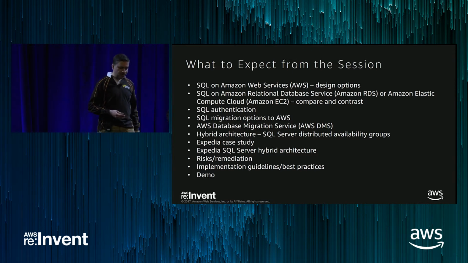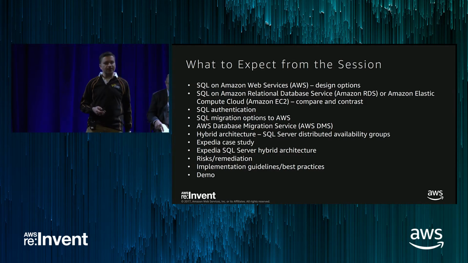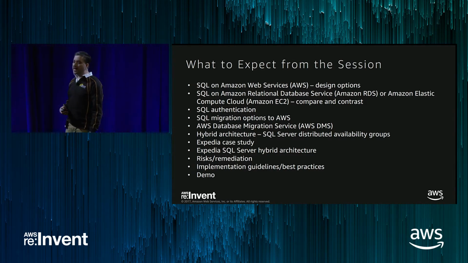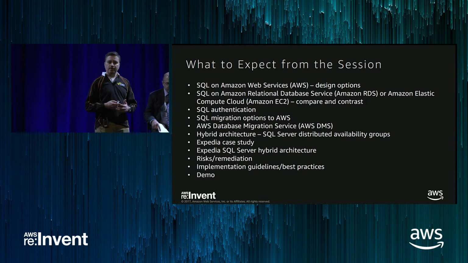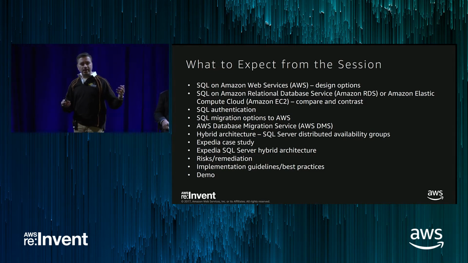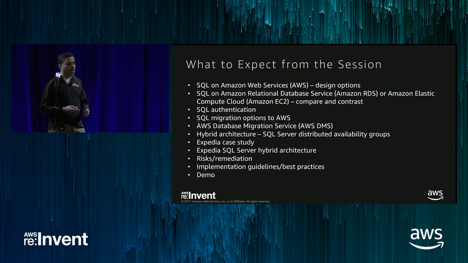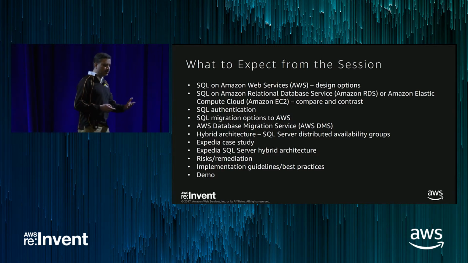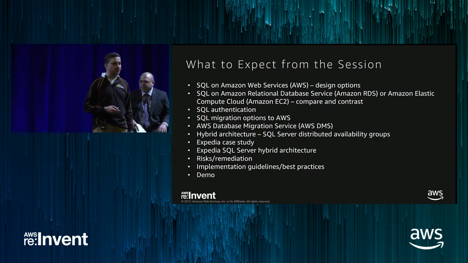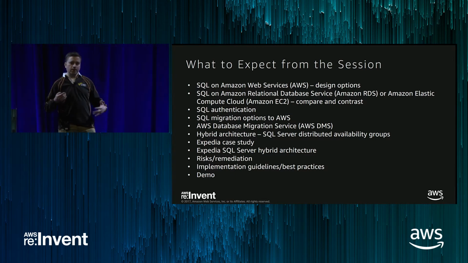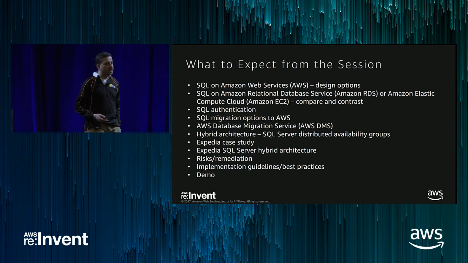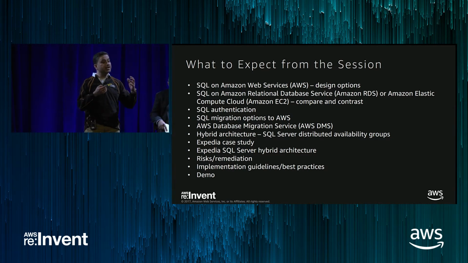We are going to begin by taking a look at SQL on AWS services. Essentially, what are the options if you decide to run SQL on AWS? Running on RDS versus running on EC2 instances, or maybe a combination, a hybrid architecture connecting on-premise to AWS. We'll outline some of that, and we'll also compare and contrast running SQL Server on RDS versus EC2, what you get and probably lose as well, to see which platform might be best suited for your needs.